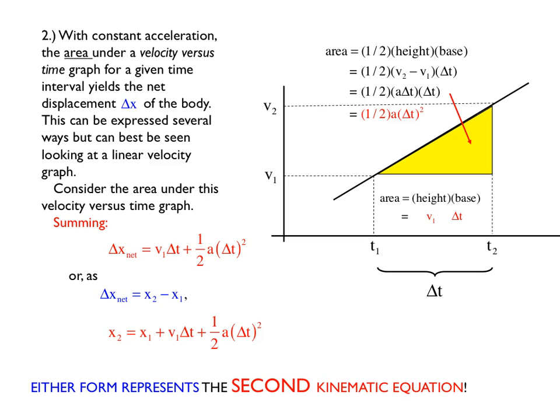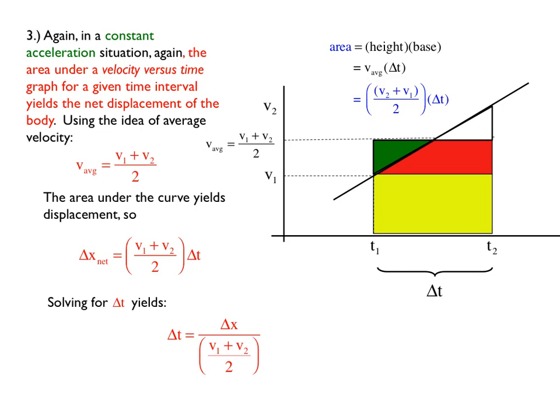the final coordinate. In any case, these two relationships, either one, whichever one you choose to memorize, characterizes the second kinematic equation. The third kinematic equation is also predicated on constant acceleration and is related to the area under a velocity versus time graph. It's a little bit complicated, the derivation is.